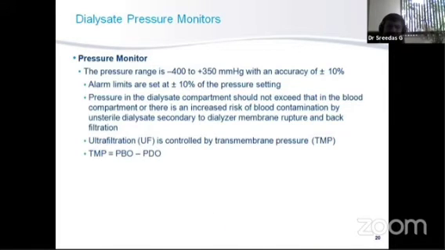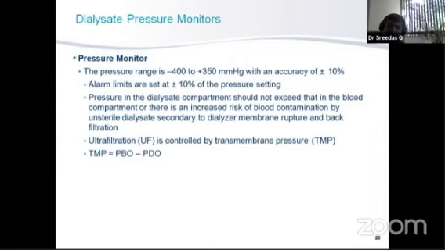And now this is dialysate pressure monitoring. This is important because the dialysate pressure, that is the pressure of the dialysate component inside the dialyzer, can range from -400 to +350. That's a wide range with the accuracy of plus or minus 10%. The pressure in the dialysate compartment should not exceed the blood compartment in the dialyzer, because then a reverse thing will happen.